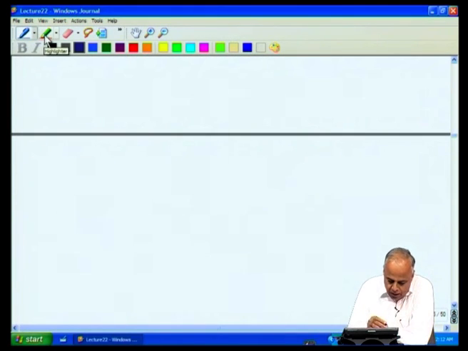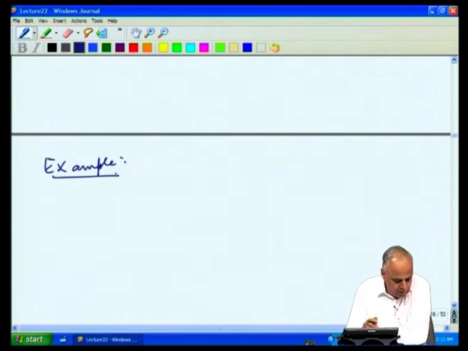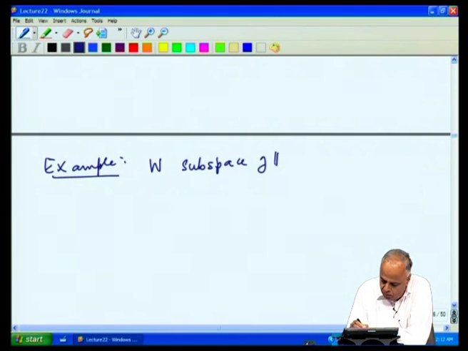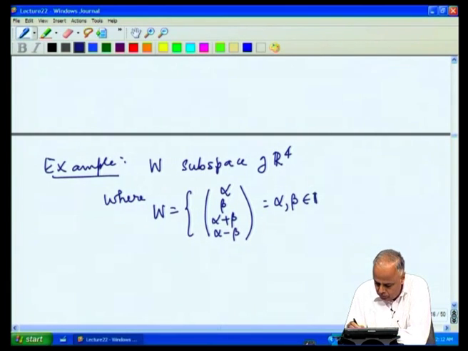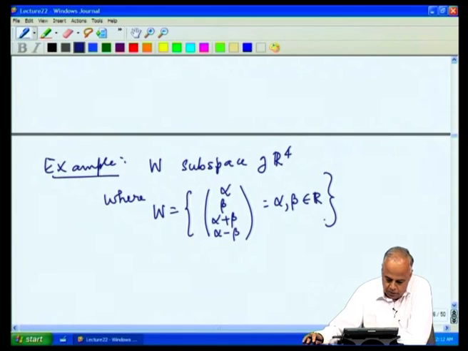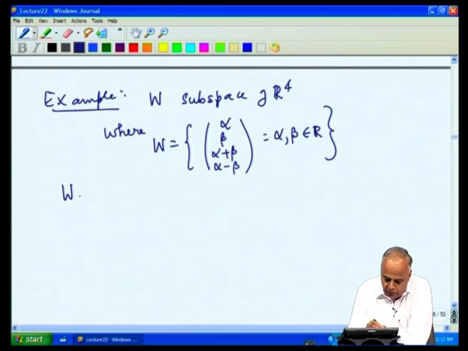Now, let us consider a subspace W of R 4, where W is defined to be the collection of all vectors of the form (alpha, beta, alpha plus beta, alpha minus beta), with alpha and beta belonging to R. Now, what is W perp then in this case?